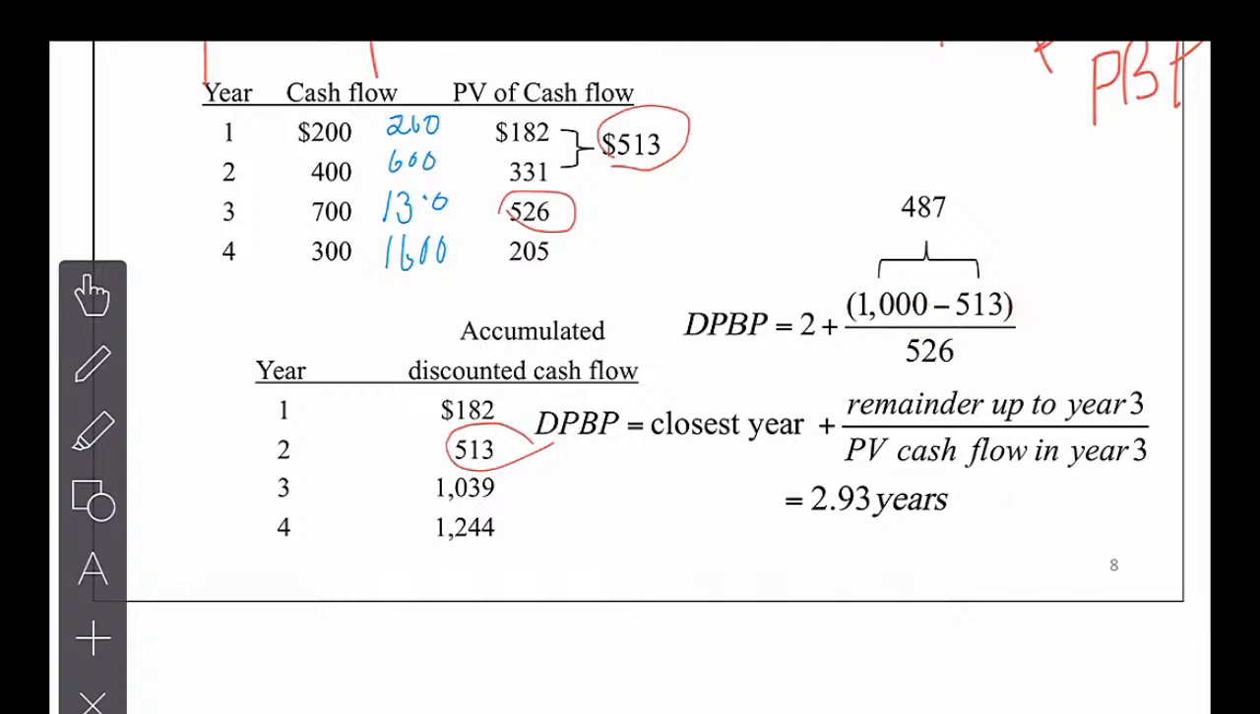So you get 2.93. And people would say, oh, that's 3 years. But if you're comparing it to a project that pays back in 3 years, you want it to pay back sooner, so you would go for this project. If you are just evaluating the projects and you were only going to accept a project if it paid back in 2 years, then this one would not be approved.